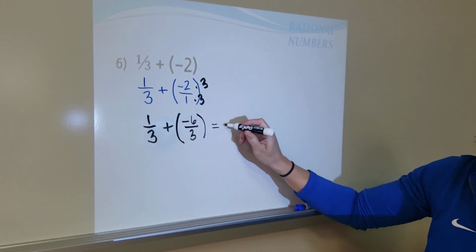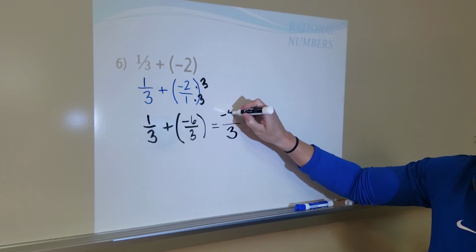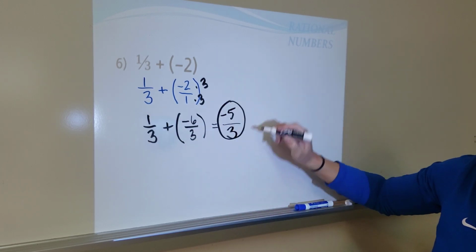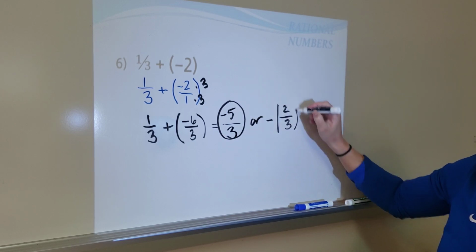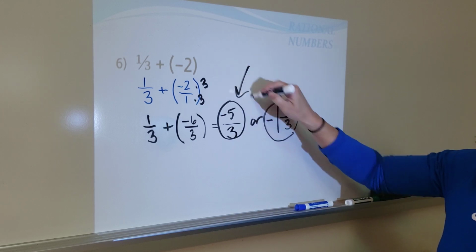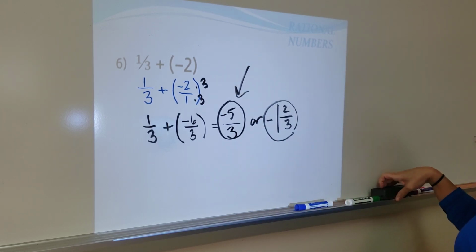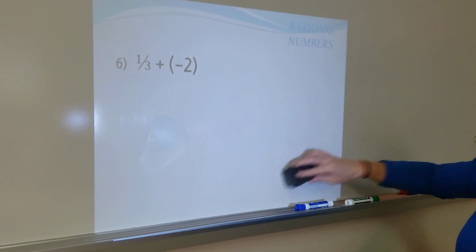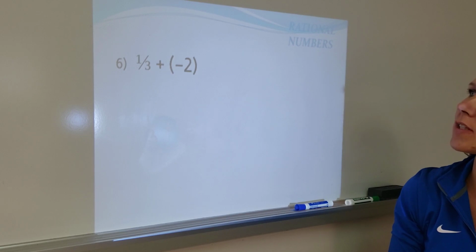So my denominator would be 3. 1 plus negative 6 would be negative 5, and I had negative 5/3. You could also write that as negative 1 2/3 if you chose a mixed number. But right here in 8th grade, we generally leave everything as improper. Okay, so there's our first one. Now there's other ways of doing that. That's just one way. I want to kind of refresh your memory with fractions.